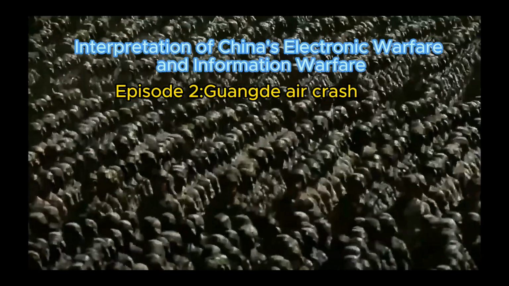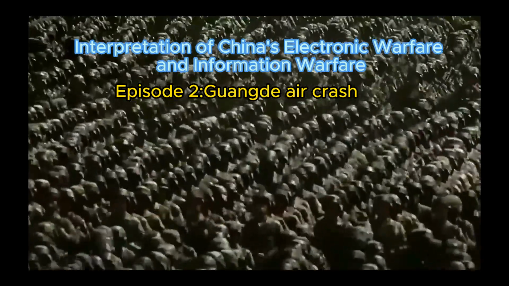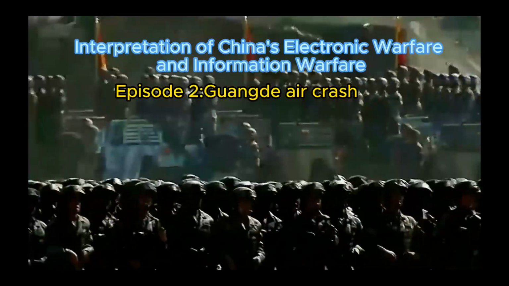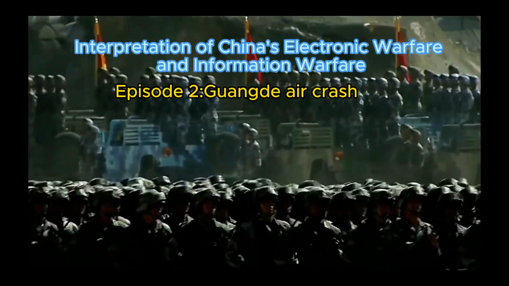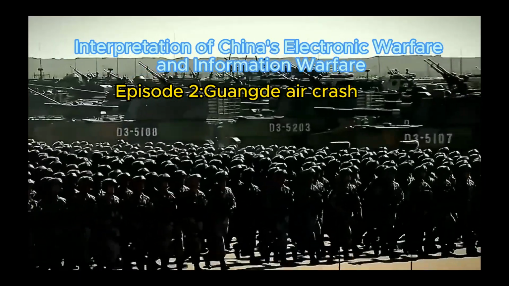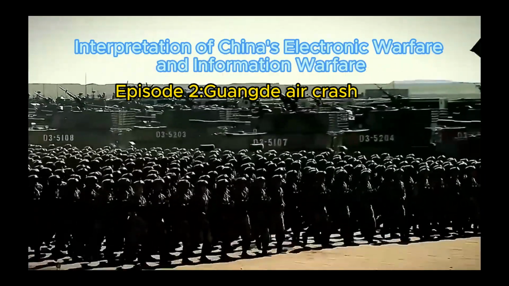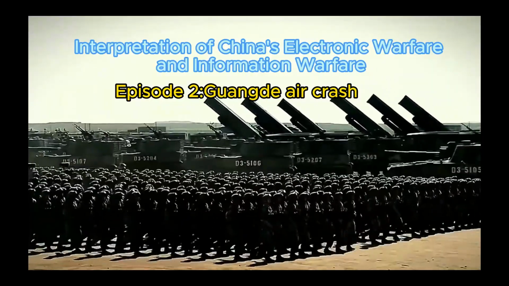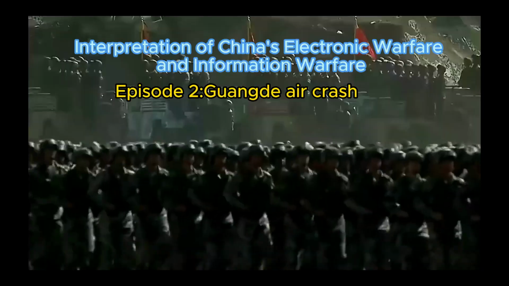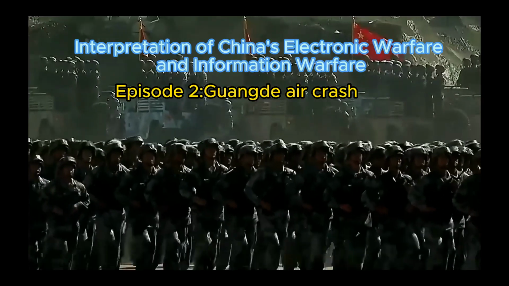Last time, we talked about how our in-depth exploration and study of the US EP-3 electronic reconnaissance aircraft gave us a profound understanding of electronic warfare technology. It's not that we didn't have electronic reconnaissance aircraft before. We did. For instance, in 1992, we specially modified a Tu-15 to perform electronic intelligence gathering missions.